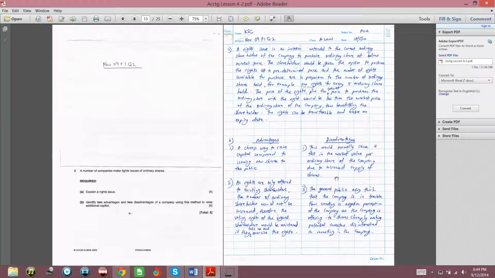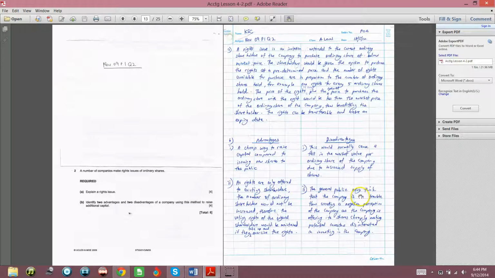So if you give a rights issue, there will be more ordinary shares. More ordinary shares means the market price for the ordinary shares will fall. If there is an increase in supply, the price will fall. The general public may think that the company is in trouble, thus creating a negative perception of the company, as the company is offering the shares cheaply, making potential investors disinterested in investing in the company.